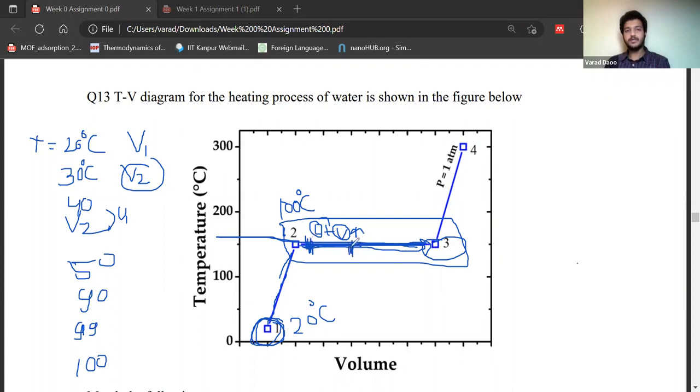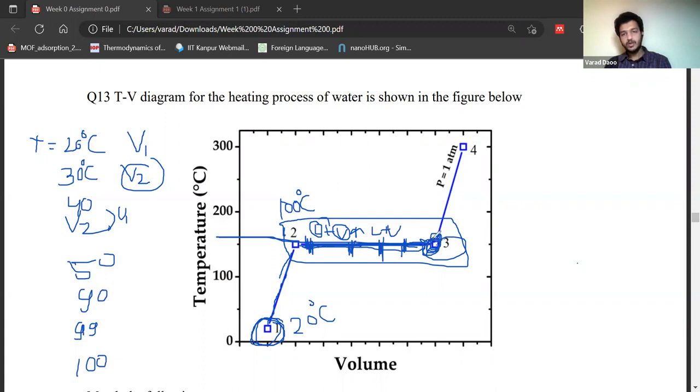Here 50% is liquid, 50% is vapor. Here 60% is vapor, 40% is liquid. Here 90% is vapor and 10% is liquid. And here at point 3, all the liquid has been converted into vapor. Okay. So this is a phase transition. So this is L plus V.